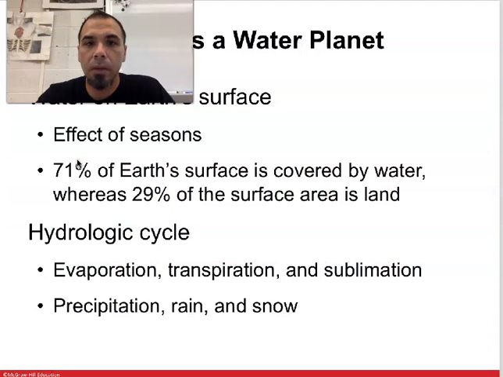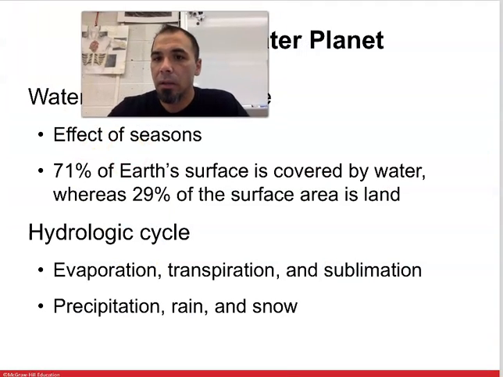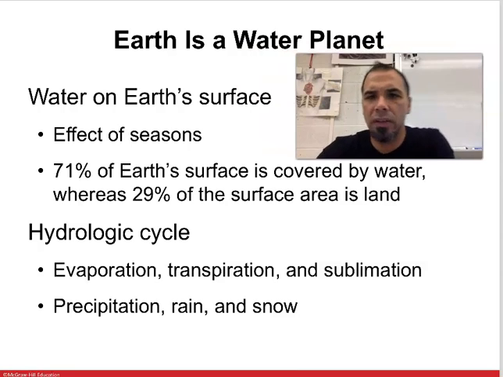And so let's talk about Earth now as a water planet. Water on Earth's surface does affect the seasons.